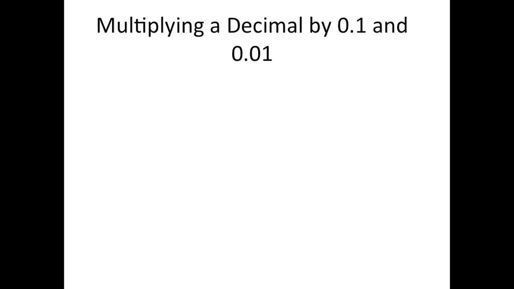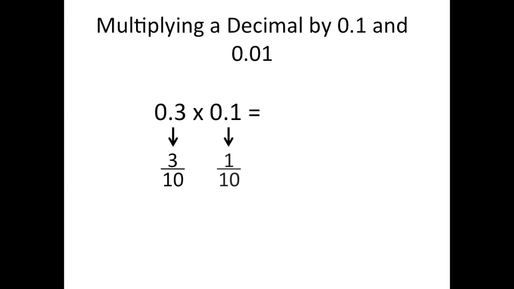Let's start with the example 3/10 times 1/10. It's easiest to understand this by converting the decimals to fractions, since you already know how to multiply a fraction by a fraction. 3/10 written as a fraction has a 3 in the numerator and a 10 in the denominator. 1/10 written as a fraction has a 1 in the numerator and a 10 in the denominator. We know how to multiply fractions, so let's give it a try.